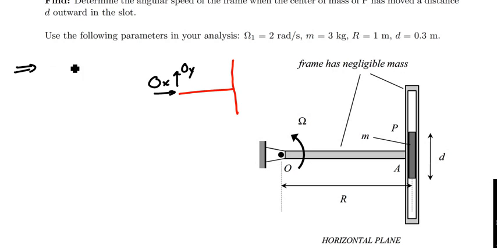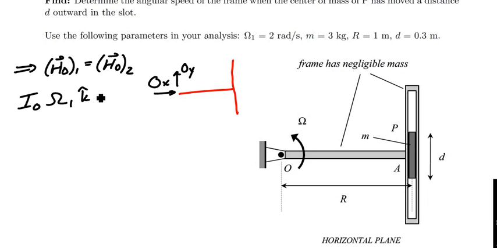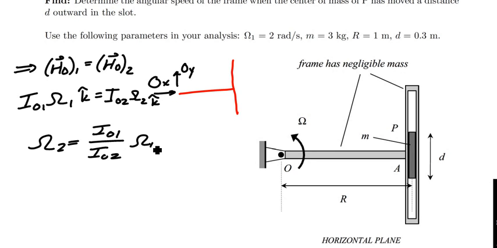So the nice thing here to note is that because there are no moments about point O, H about O at state 1 has to equal H about O at state 2. And because this is true, what I can say is that I about O at state 1 times the initial speed omega 1 in the k direction has to equal I about O at state 2 times omega 2 in the k direction as well. So dropping the k's, I can say that omega 2 is equal to I about O at state 1 divided by I about O at state 2, all times omega 1.